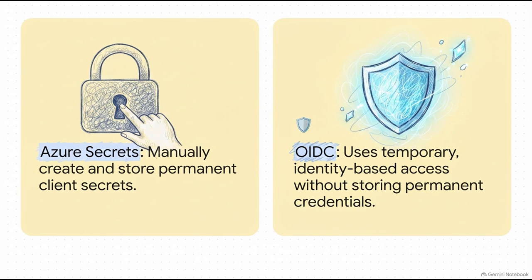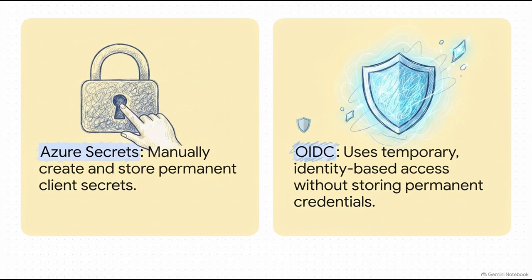You could use traditional Azure secrets, which means you're manually creating a client secret and then storing it in your repository settings. But as we know, those permanent secrets require super careful handling so nothing gets leaked. On the flip side, we have OIDC, or OpenID Connect. This is definitely the more modern approach. It relies on temporary, identity-based access. That means you aren't storing permanent credentials in GitHub at all.